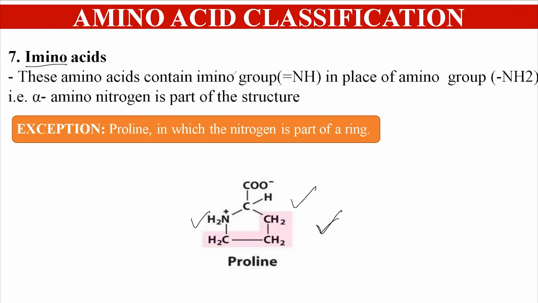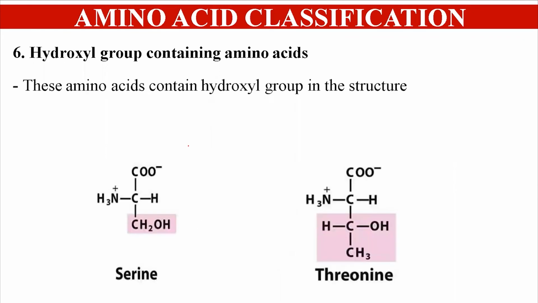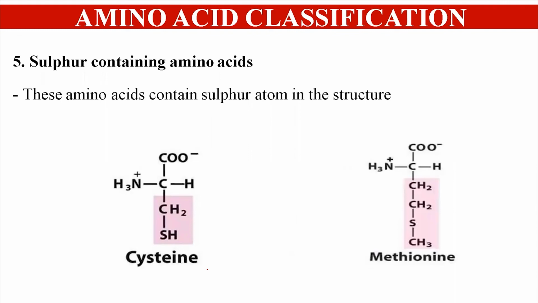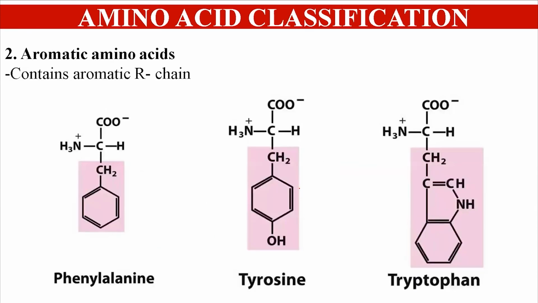Okay, so that was about these amino acids. But before we end this lecture, I would just like to add here that when we talk about the hydroxyl group containing amino acids, apart from serine and threonine, tyrosine can also be added in this category because it is also having an OH group present in its structure.